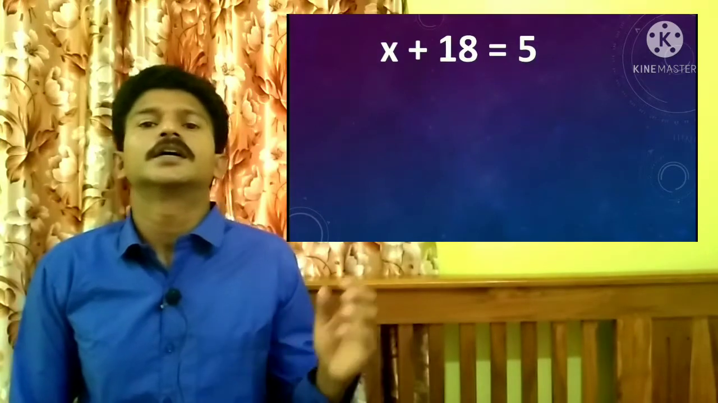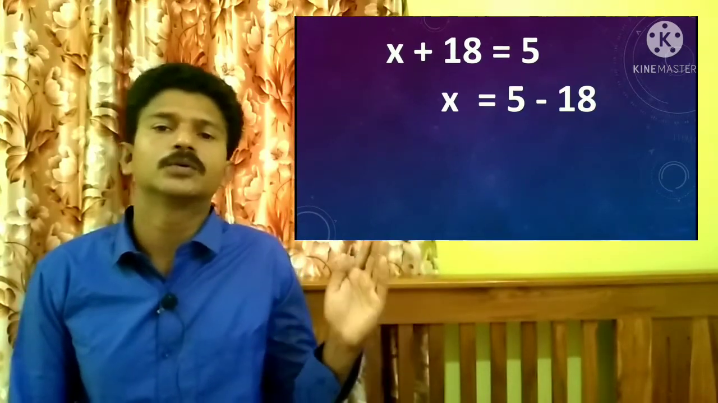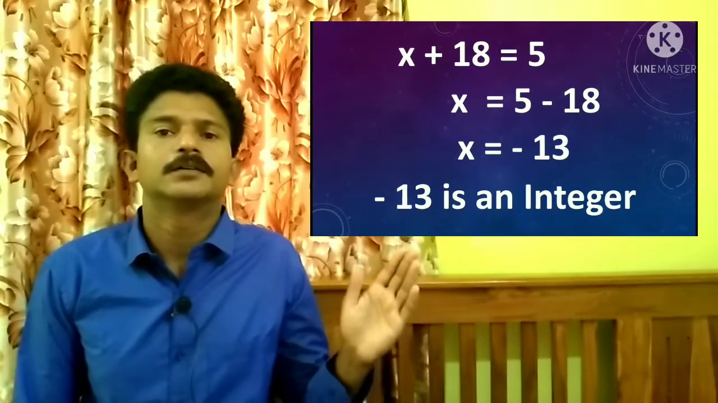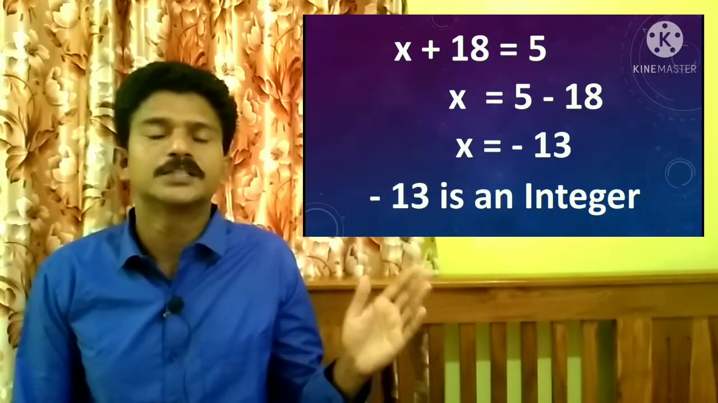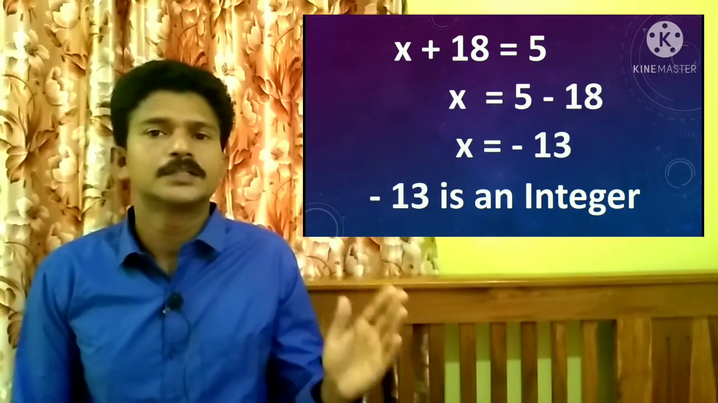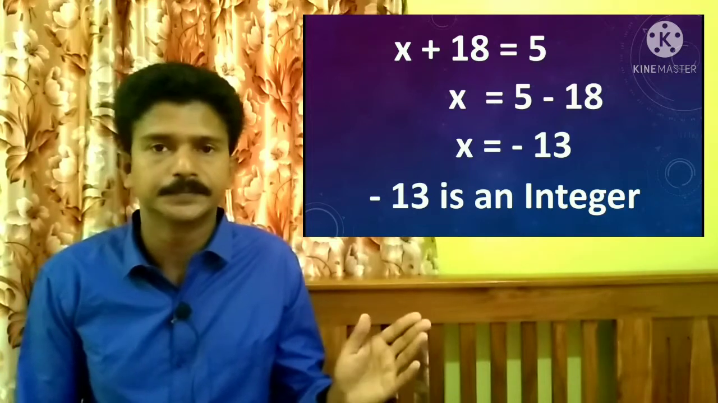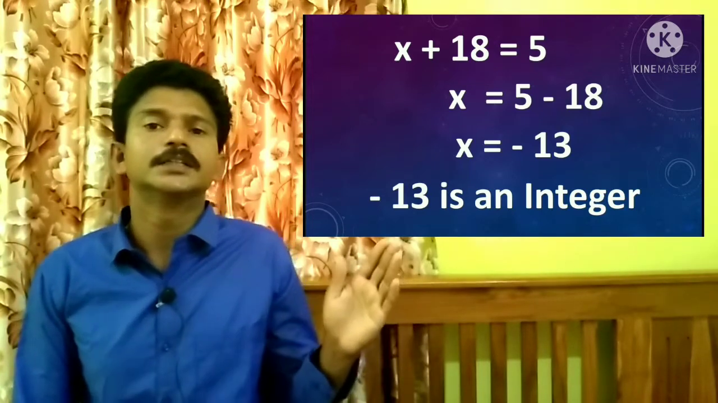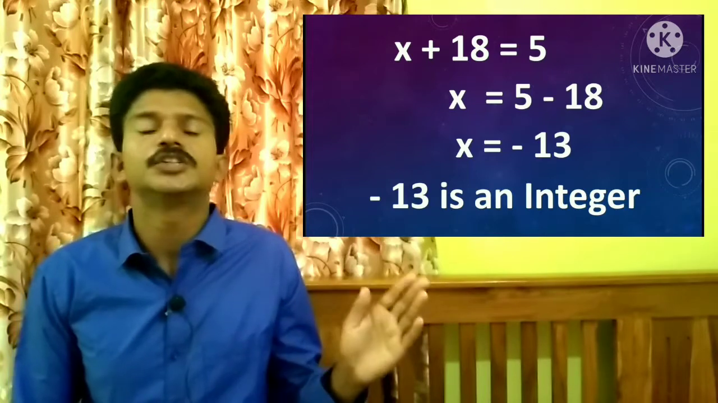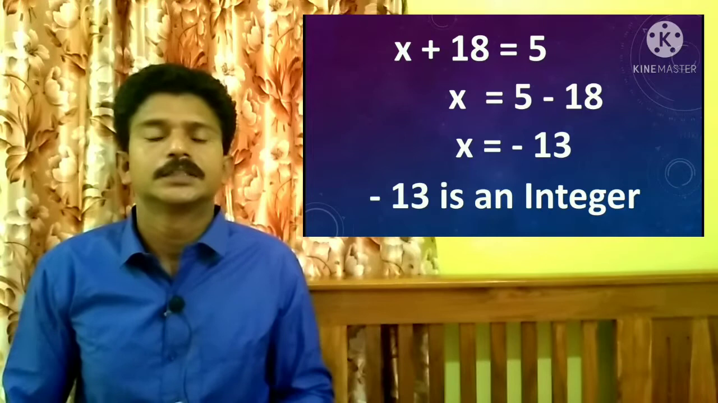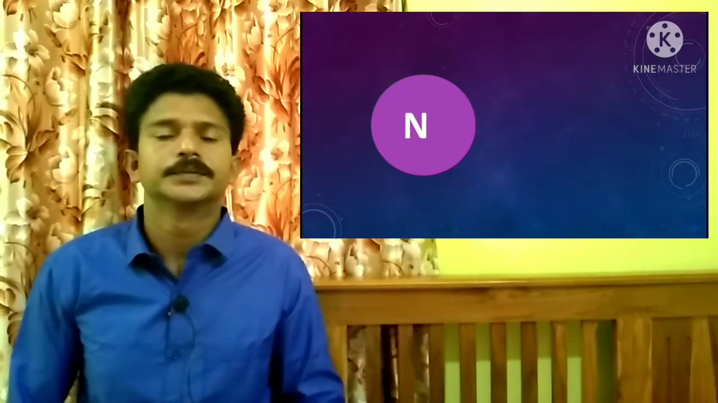Let us take this equation x plus 18 equal to 5. When you solve this equation, we get the value of x equal to negative 13. This equation can be solved only by the negative number 13. So here negative 13 is an integer. Let us take this yellow circle, which represents the integers.